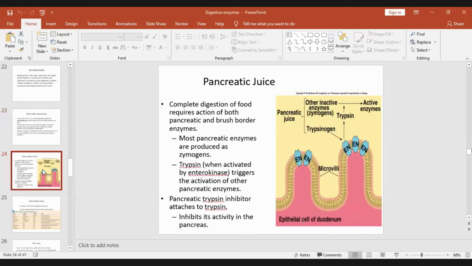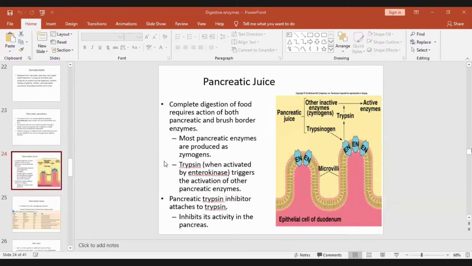For complete digestion of food, both pancreatic and brush border enzymes are required. Most pancreatic enzymes are produced as zymogens. We have already discussed that they are produced as zymogens because there may be a chance of self-digestion, auto-digestion, meaning digesting the same cell or tissue that produced them. Trypsinogen is the main activator molecule. First it gets converted to trypsin by enterokinase, and trypsin can help convert the other proenzymes to their active form.